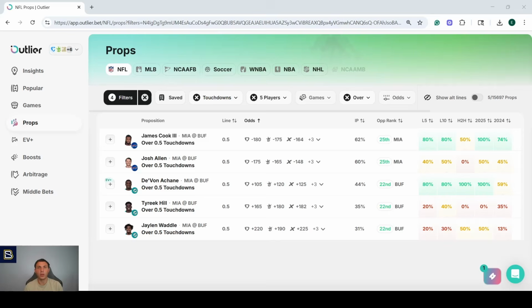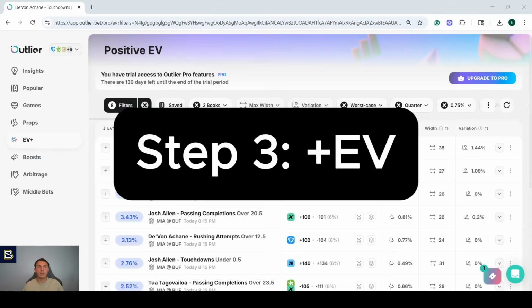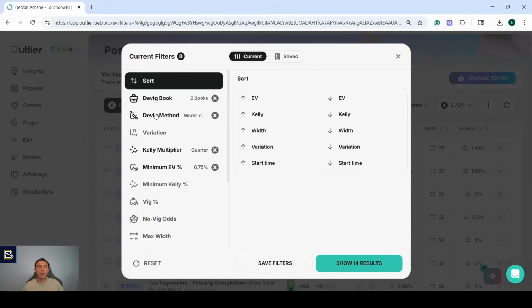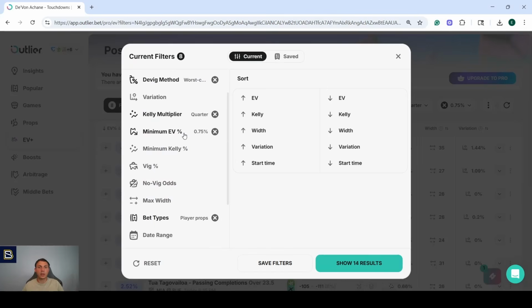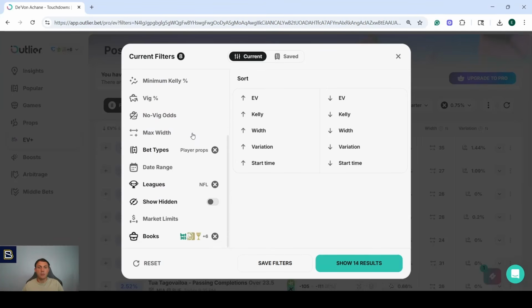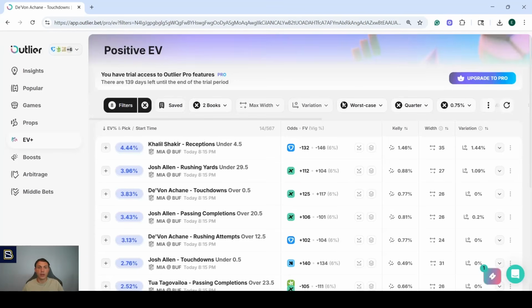Now that I have my shortlist, I head on over to Outlier's positive expected value tool to find bets that are worth making. Now I head on over to Outlier's positive EV filter tool. I've created my own positive EV filter. I can make another video at a later time breaking down what filters are the best for what markets. This is the filter I created, and these are the results that I have.